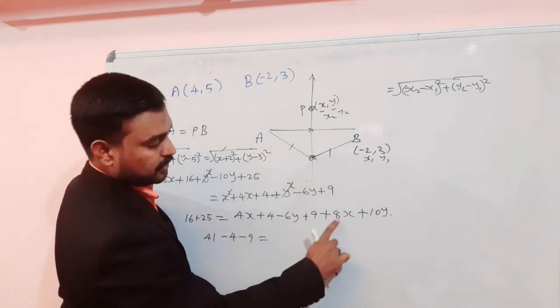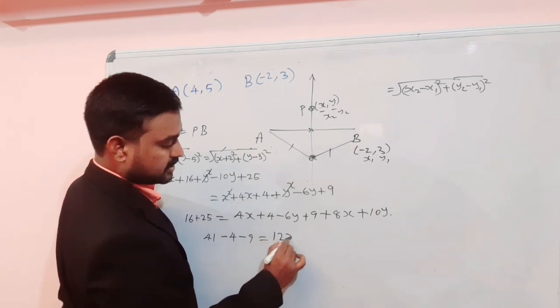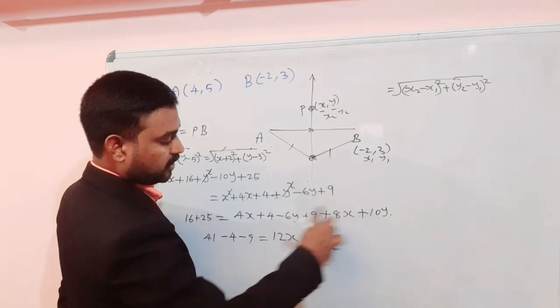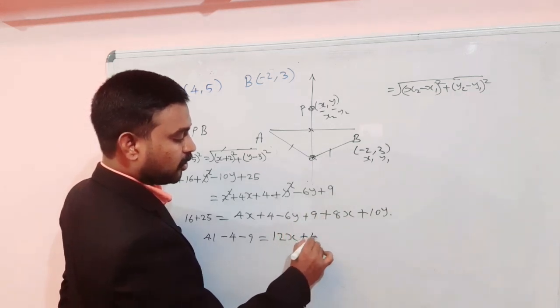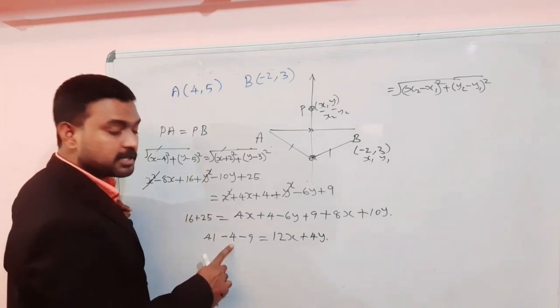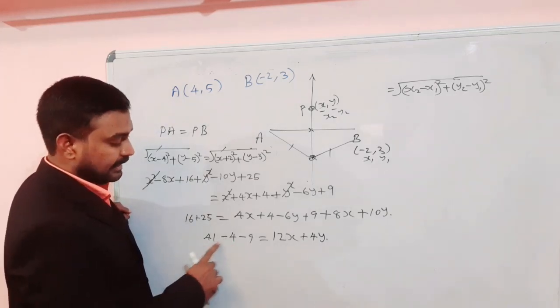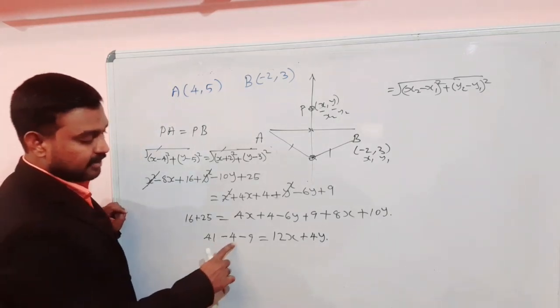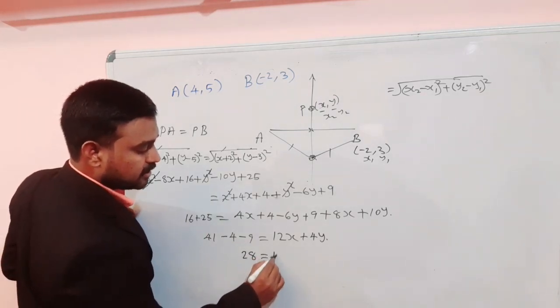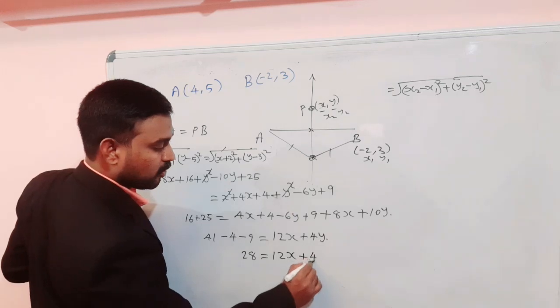Which is equal to 4x is here. 4x plus 8x is equal to 12x. And minus 6y is there, here 10y is there. So 10y minus 6y is plus 4y. Okay, now we can subtract 41 minus 4, which we know is 37. So 37 minus 9 is equal to 28. So 28 is equal to 12x plus 4y.